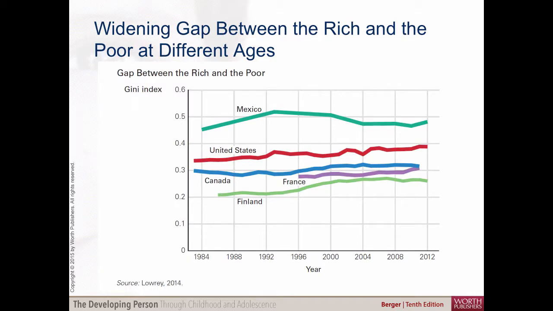Unfortunately, there's a widening gap between the rich and the poor at different ages. Income is part of SES. Government categories rely almost exclusively on income. Policies and practices vary from nation to nation.